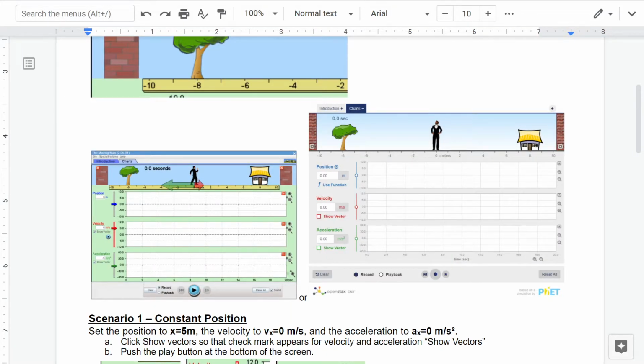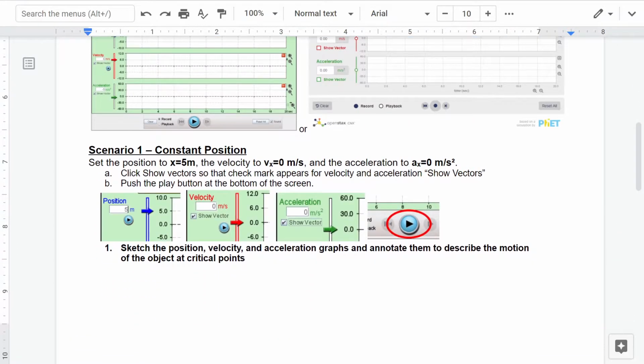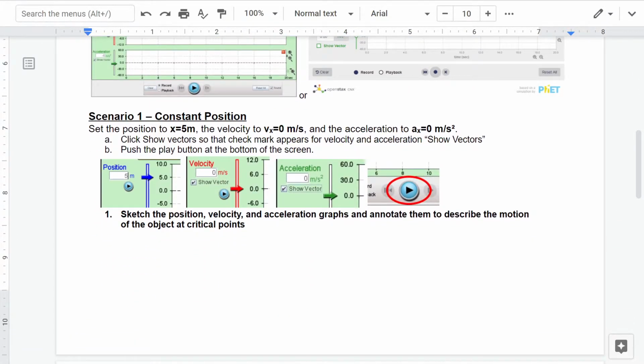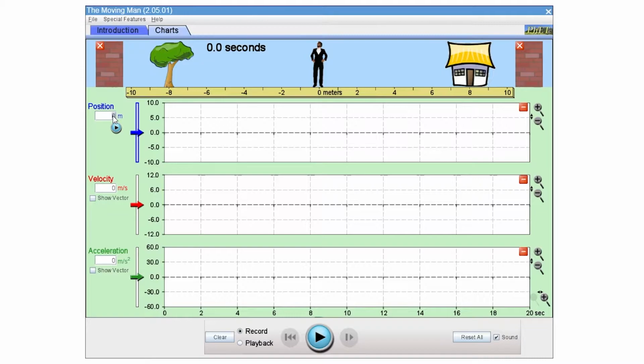Now, let's take a look at scenario 1 for constant position. We want to set the position to x equals 5 meters, the velocity to 0, and the acceleration to 0. So in the position box, we type in 5 and click enter. For velocity, we keep it 0, but we're going to click the show velocity vectors, and also for acceleration, we keep that 0 and click the show vector. Now we click play to start generating our graphs. And let's let this run for about 10 seconds.